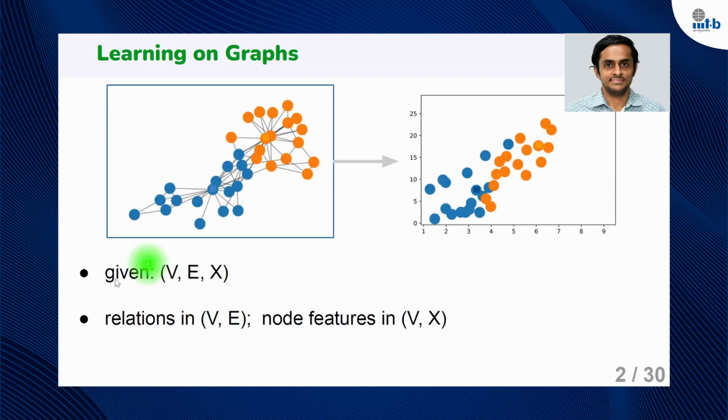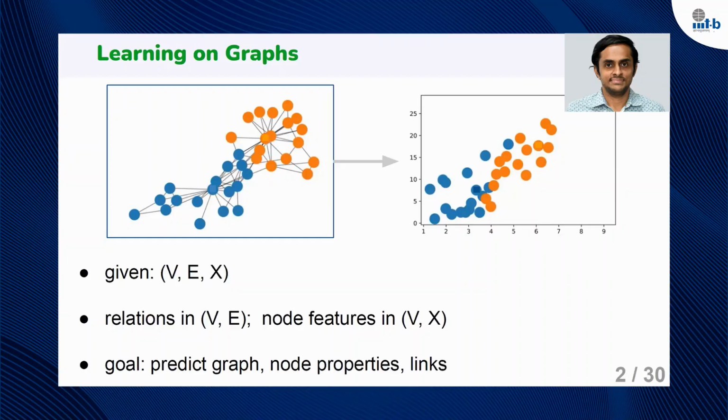Is everybody comfortable with V and E as a graph? Everybody is comfortable, right? So in addition to the traditional graph that we are used to, we are also given access to X, which is the node feature information. And now the goal is to predict some graph level properties, or link properties, or even node properties.